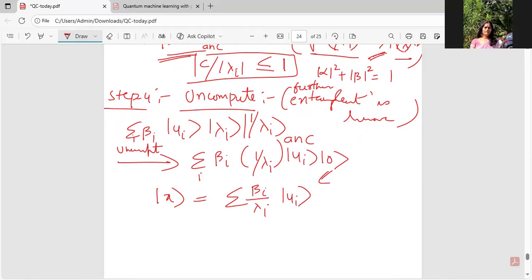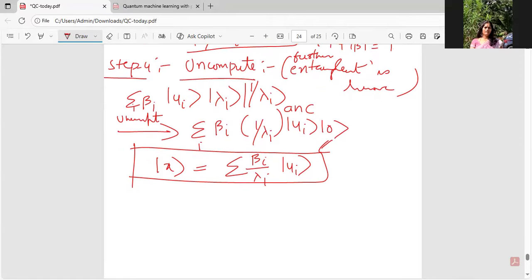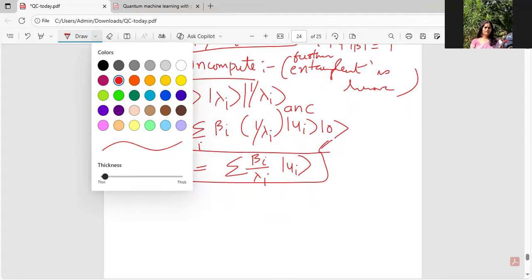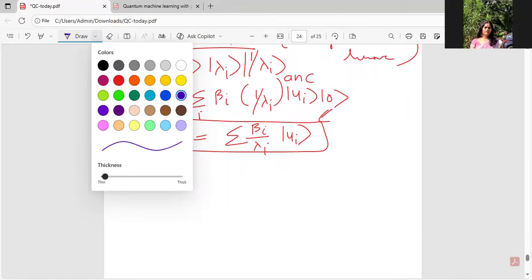Once I get this, my job is done. This is what I wanted. Once I get the reciprocal of lambda, I am done with the answer, guys. This is my ket x answer. That's how I will do it. I hope it's clear. In case there is some problem, I can just draw the circuit diagram and show. And I think with that I will just close, because too much explanation again also complicates things. I will just show the circuit diagram.